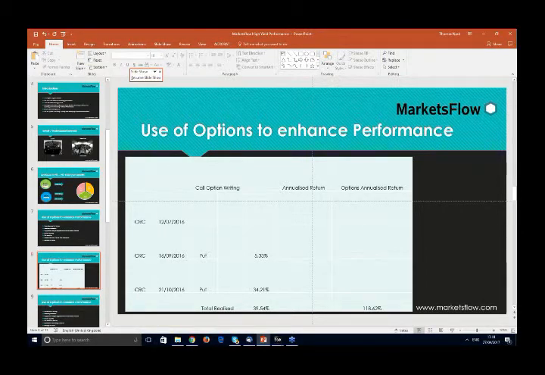And that's the power of options. But if we had just looked at the stock alone, I think it was up about 25% or so.